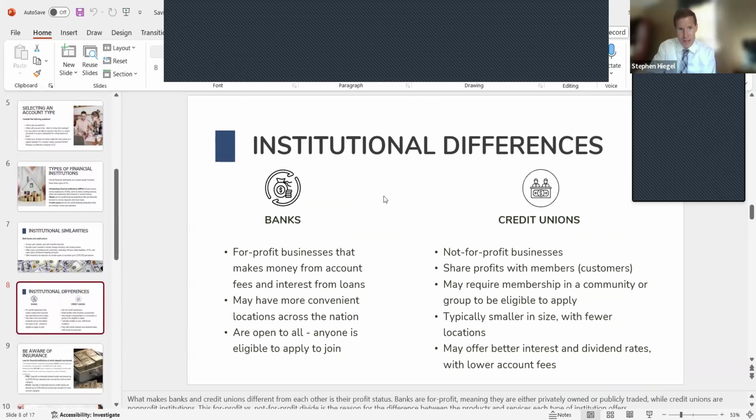Institutional differences between banks and credit unions. Banks are for-profit businesses that make money from account fees and interest from loans. They may have more convenient locations across the nation, and they're open to all. Anyone is eligible to apply to join a bank.